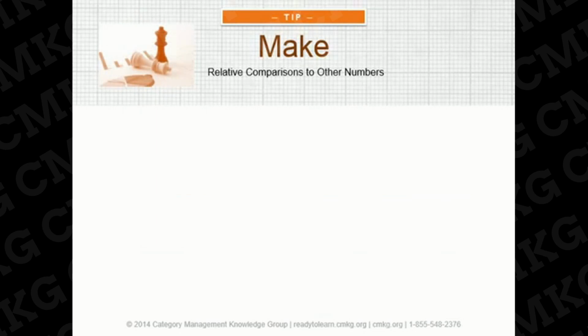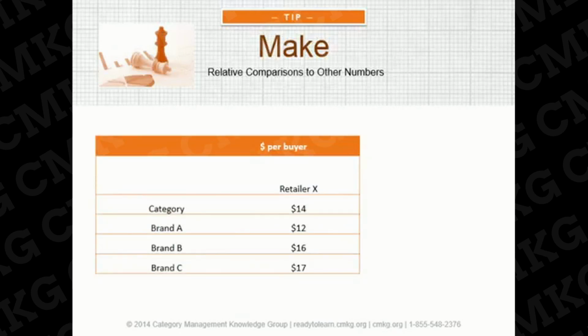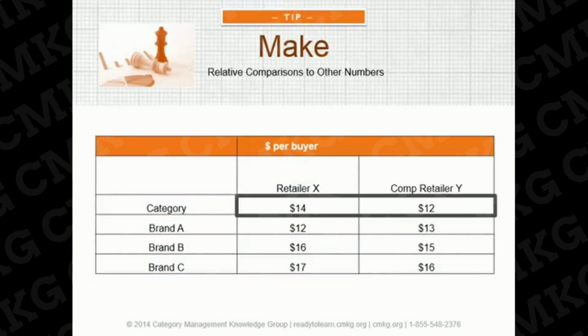When using data, it's important to make comparisons to other numbers rather than presenting numbers in isolation. We can see in this example that retailer X shoppers spend $14 each in a given category. But is this good or bad? If we don't have a benchmark versus a competitor or a market, it's hard for retailer X to know what that $14 means. We can compare across the brands to understand which brand has the highest sales per buyer. Now we can compare the retailer's results against a competitor, so retailer X can confirm their shoppers are spending more dollars per buyer than their competitor.